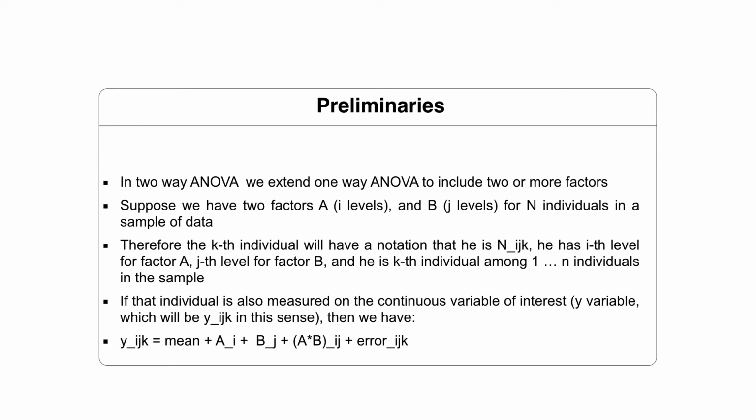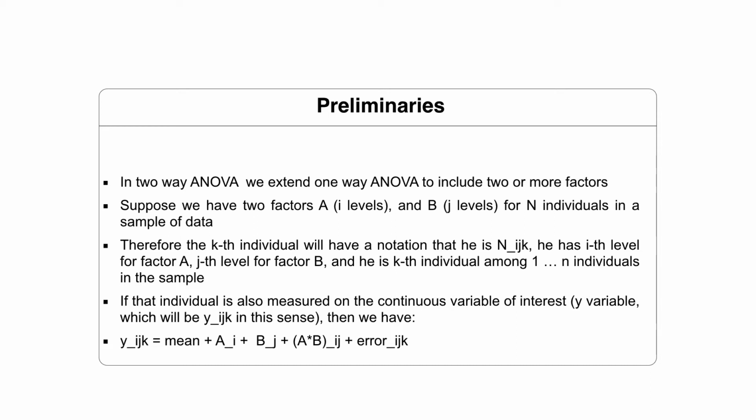So suppose we have two factors. One factor A has got I levels, I number of levels. So consider I to be like 3 levels of factor. And B has got J levels. So let's put J to be 2 levels. Therefore, for n individuals in a sample of data, the kth individual, let's say we take about 100 individuals, so n is 100. And let's say we are talking about the 5th individual, so the kth individual is like the 5th individual.